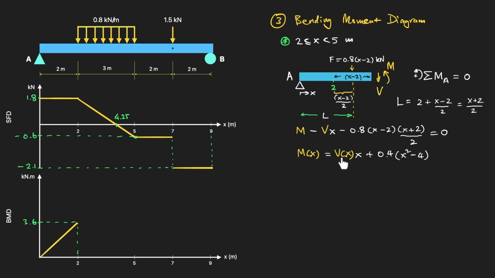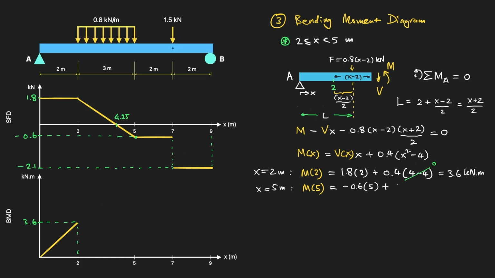We denote V of x here because at this segment we can see that V is not constant but changes with x. Now we got this equation for the moment, and let's draw the curve. For x equals 2 meters, for V, we should see the shear at 2 meters here, which is 1.8 kilonewtons. So 1.8 times 2 plus 0.4 times 4 minus 4, which is 0. Thus we have 3.6 kilonewton meters. And for x equals 5 meters, V is minus 0.6 times 5 plus 0.4 times 25 minus 4, and this equals 5.4 kilonewton meters.